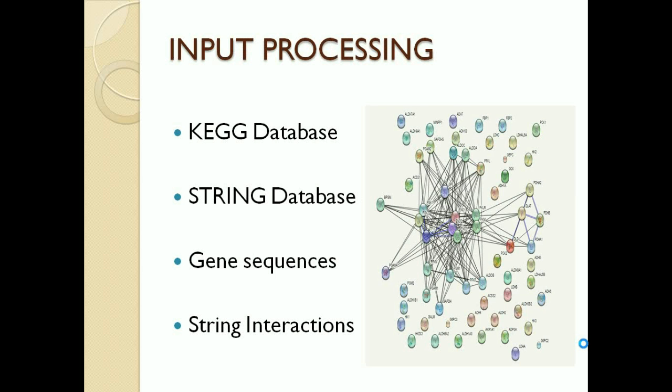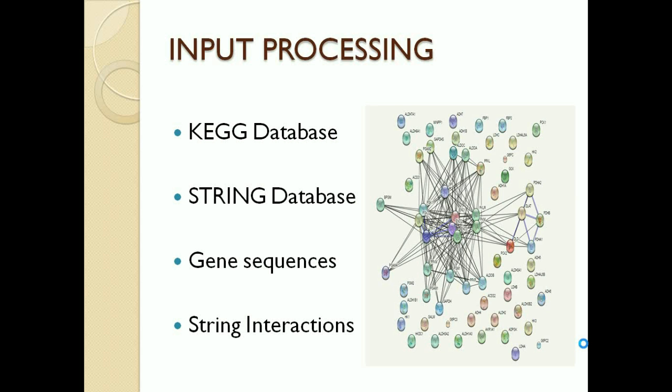Now that we have seen the importance of motif detection and its applications, let's see how the input is obtained and how it is processed. In this project, I have worked on gene sequence information obtained from the KEGG pathway database and STRING interactions information obtained from the STRING database tool. Well, let's see what roles the KEGG database and STRING database tool have played in input processing.